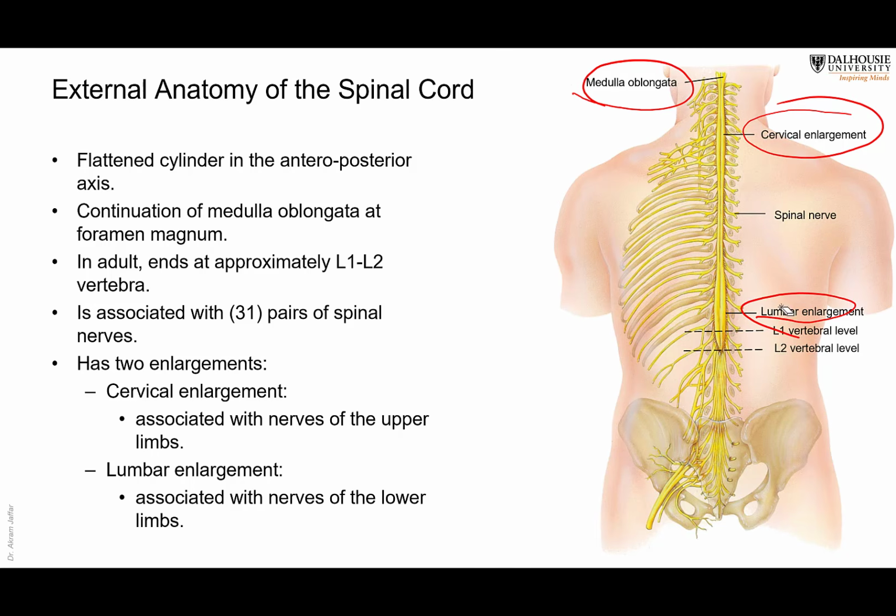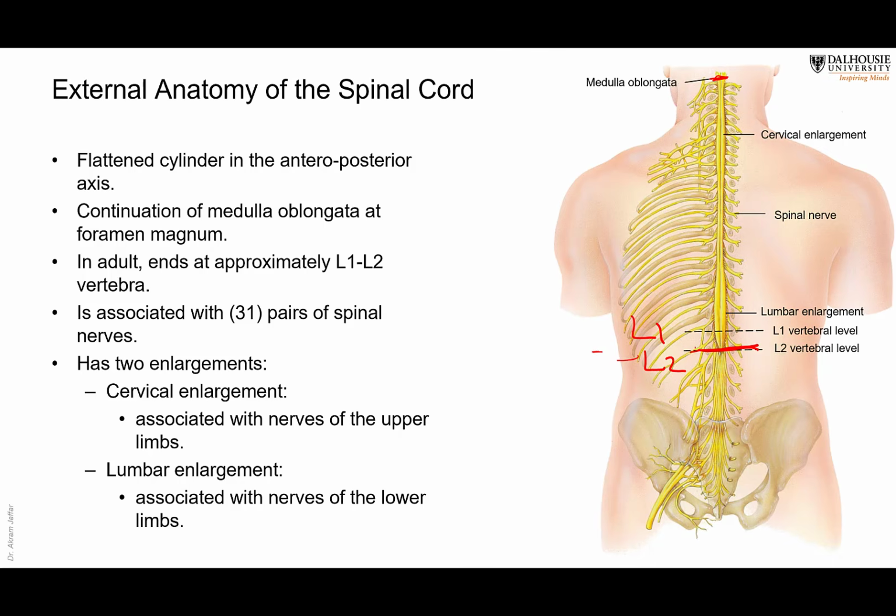Now, it's obvious from this diagram that the spinal cord does not extend the entire length of the vertebral canal. So it starts at the foramen magnum and ends here at the intervertebral disc between the L1 and L2 vertebrae.